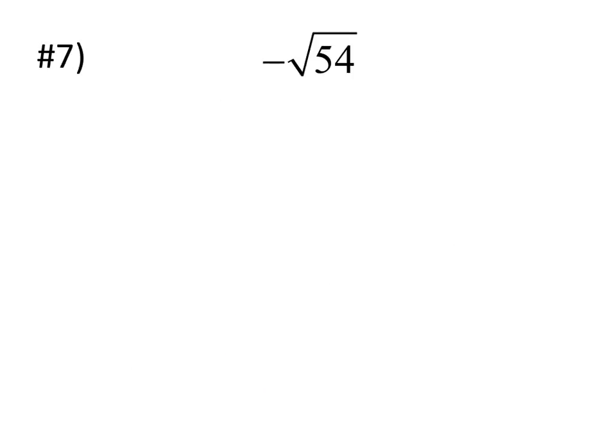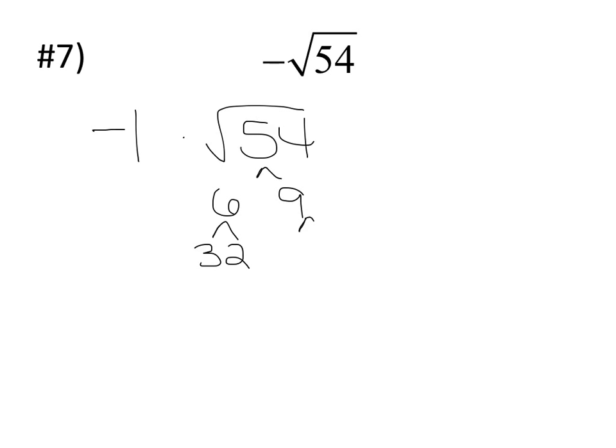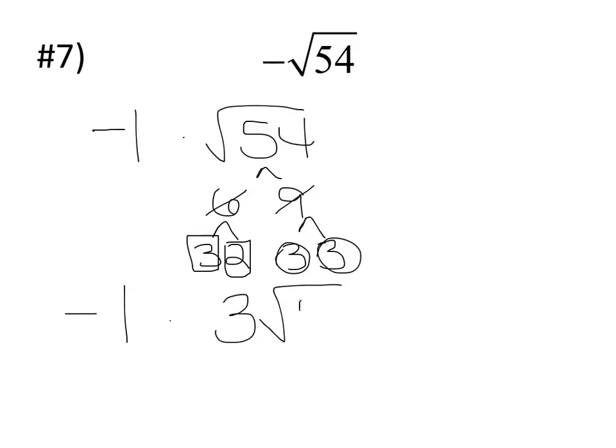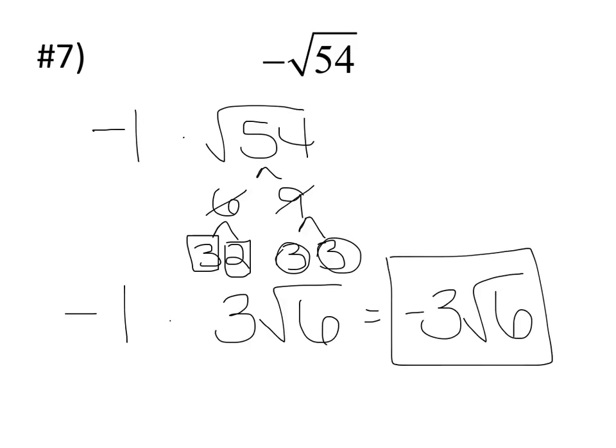All right, negative square root of 54 is negative 1, because of this negative here, times the square root of 54. And the square root of 54 can just be broken down 6 times 9. 6 is 3 times 2, and 9 is 3 times 3. So you need 2 in order to bring it out front, and then everything else stays inside. So this gives me negative 1 times 3 square root of 6, which is just negative 3 square root of 6.